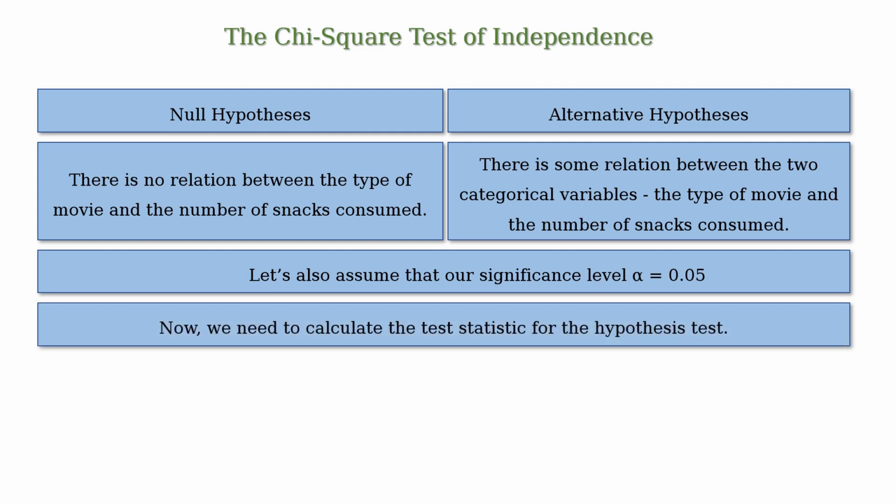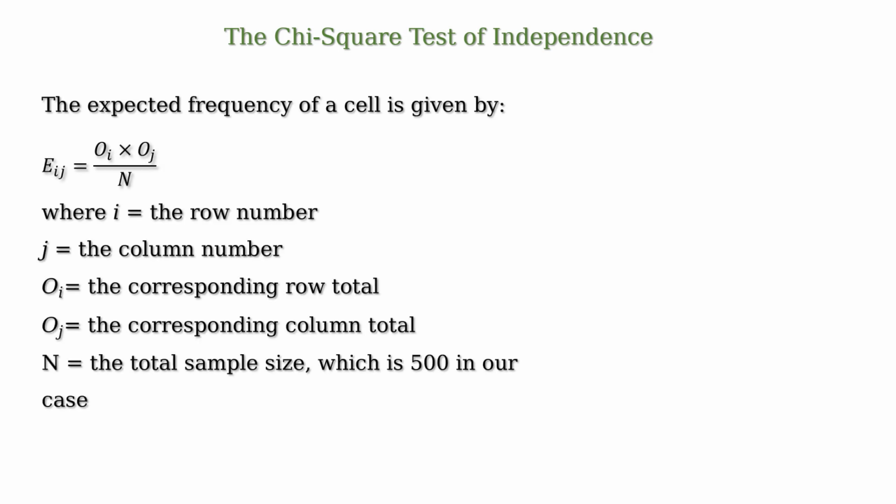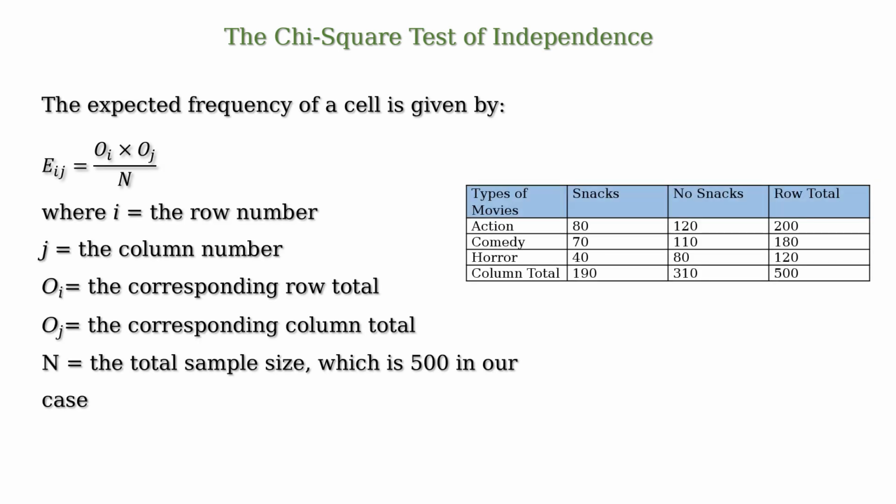Firstly, let's calculate the expected frequencies for each cell. The expected frequency of a cell is given by Eij is equal to Oi times Oj divided by N, where i is the row number, j is the column number, Oi is the corresponding row total, Oj is the corresponding column total, and capital N is the total sample size, which is 500 in our case.